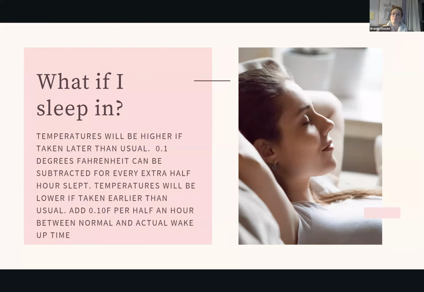So if I woke up at 8 o'clock and I usually wake up at 7 o'clock, that's 2 half hours. So I can move my temperature reading down 2 boxes. And it works in reverse. If you woke up earlier than usual, you can add 1 box or 0.1 degree for each half hour that you woke up early. So don't worry, you don't have to wake up at the same exact time for the entire rest of your life if you choose to cycle track.